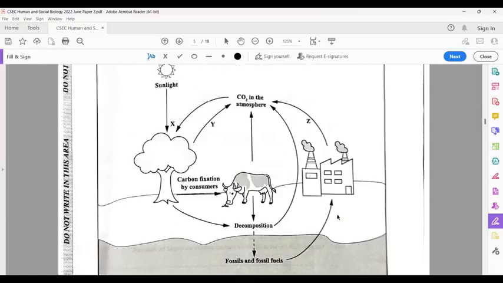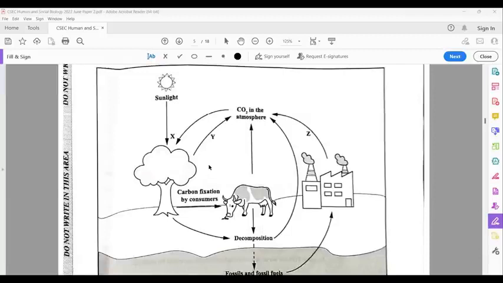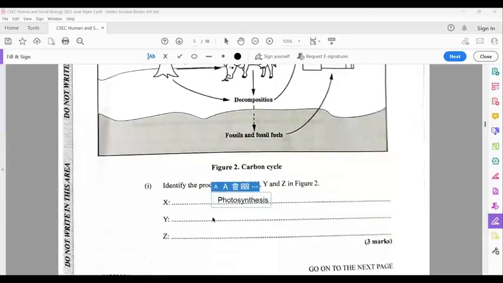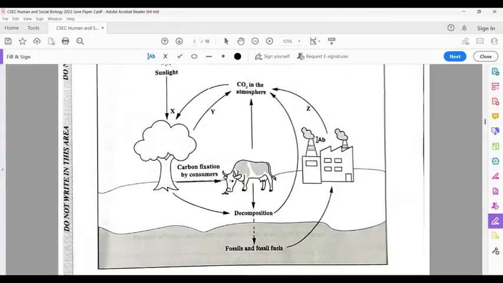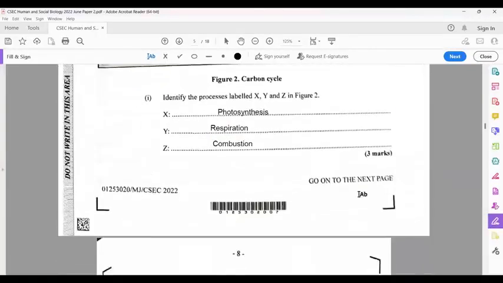So X, if we look at X and we see sunlight going in, we just identified the photosynthetic equation. We see carbon dioxide going into the plant as well. That is photosynthesis, which will make the opposite of that, whereby, look, it's coming out. Y is carbon dioxide going into the atmosphere from the tree, that will make that respiration. And Z, whereby these chimneys, these smokestacks are putting carbon dioxide into the atmosphere, you know that some kind of combustion would have occurred, whereby combustion is the burning of fossil fuel.